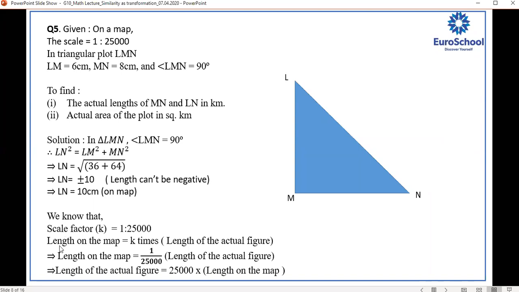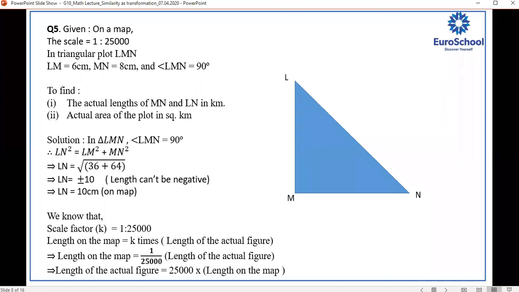Yes, ma'am. Now, this was the general formula. Length on the map is equal to K times length of the actual figure. So the length on the map is equal to 1/25,000 into length of the actual figure, because this was the scale factor, I've just substituted the value of scale factor here. So length of the actual figure is equal to 25,000 into length on the map. Understood? Any doubt here? No, ma'am.